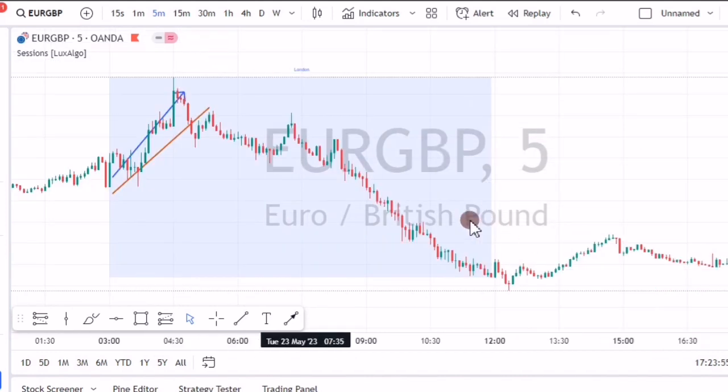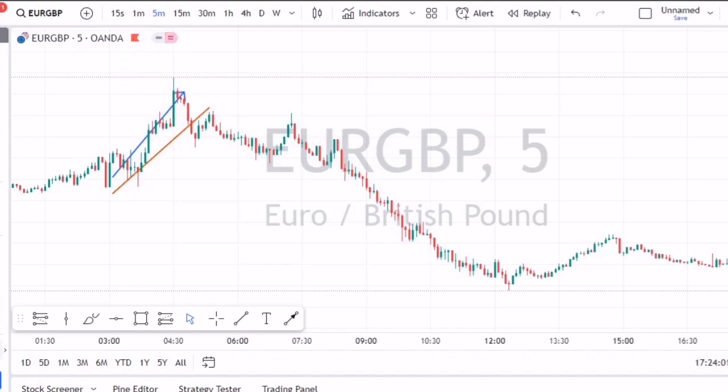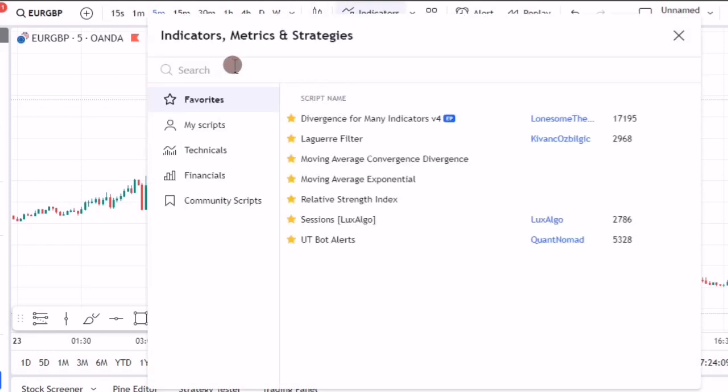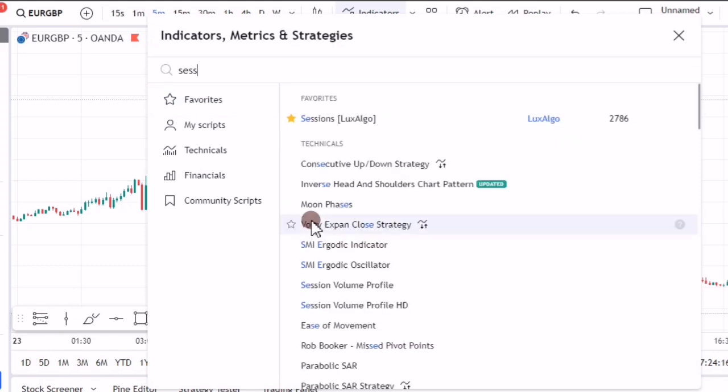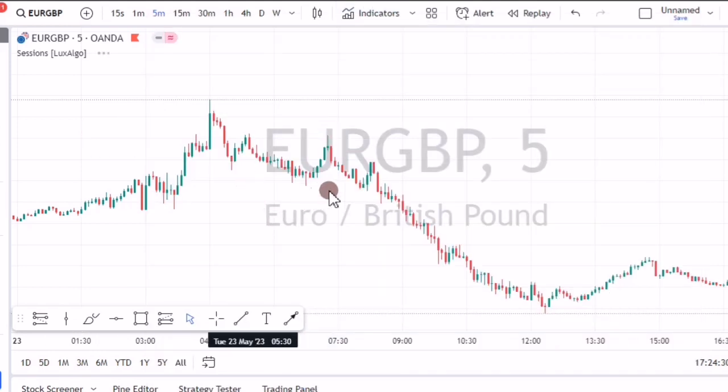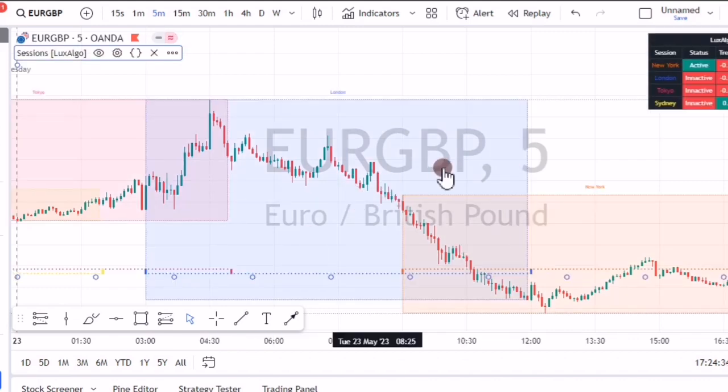So for those who do not have the session indicator, let me just close and remove everything. For those who do not have this indicator, guys, you come to indicators and then you type in sessions, and you select this one, Sessions by LuxAlgo. Just click. Once you have clicked, you can close. The indicator will appear like this.